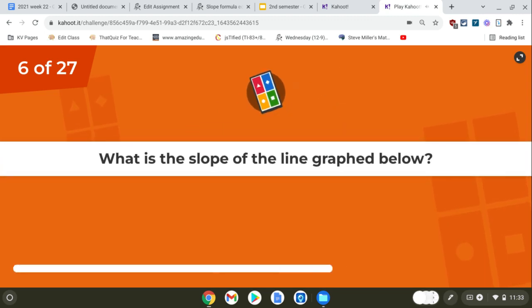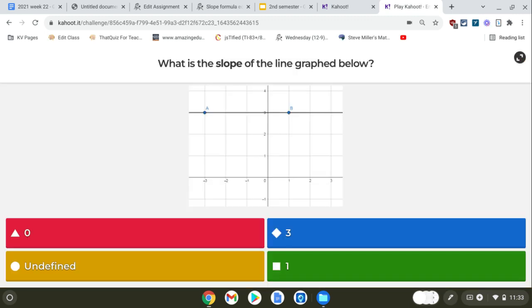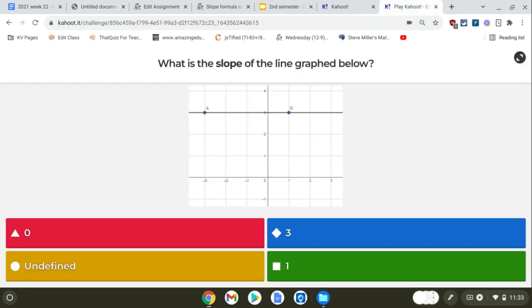All right, the slope of the line graph below. All right, the slope. This one's going to be a 0 slope. The rise and run between those 2 points, it rises 0, and then it runs 4. So that would be like 0 over 4 for your slope, which just comes out to be 0. All right. Whenever it's a horizontal line like that, they have 0 slope.